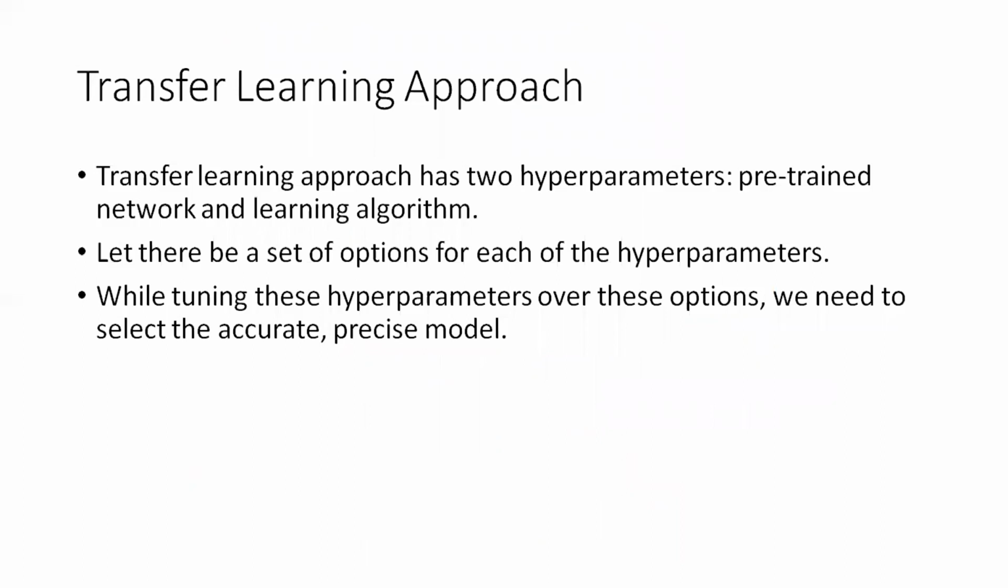In the transfer learning approach which we take based on these images, we have two hyperparameters. One is the pre-trained network itself that we use for feature extraction, and the other is the learning algorithm we use for learning the model. Now, we have options for these hyperparameters. As we tune our hyperparameters over these options, we need to select the accurate, precise model.